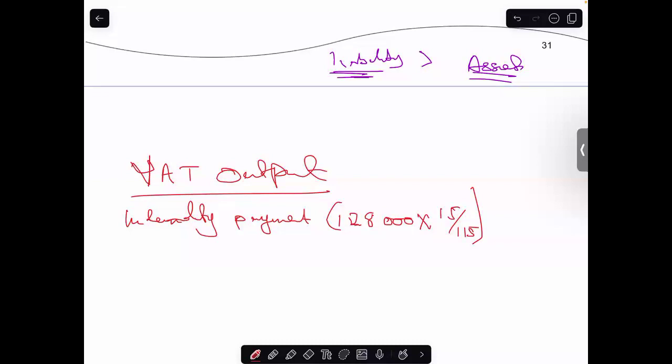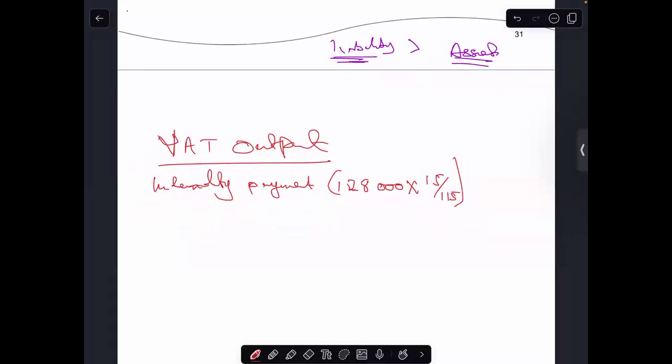Kindly calculate for me. 128,000 times 15 over 115. It is 16,695.65. Right. Indemnity payment. That's the story on indemnity payment.